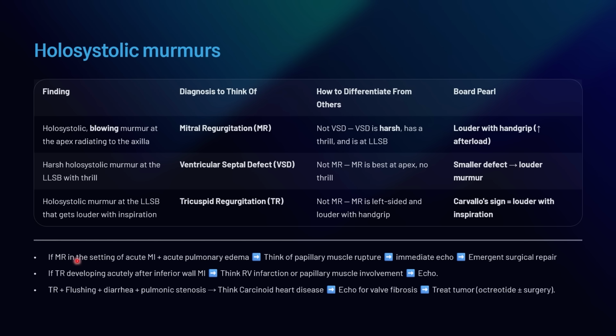If the question mentions MR in the setting of acute MI and acute pulmonary edema, think of papillary muscle rupture: immediate echo and surgery. If TR, tricuspid regurgitation, develops acutely after inferior wall MI, think of RV infarction or papillary muscle involvement as well, the same thing. TR with flushing, diarrhea, and pulmonic stenosis, think carcinoid heart: echocardiogram, and treat the tumor, of course, which we'll come to later on.